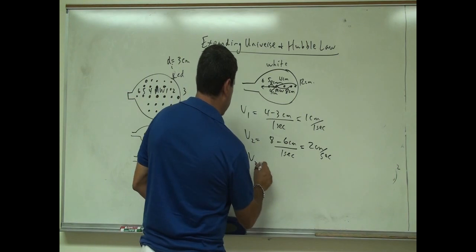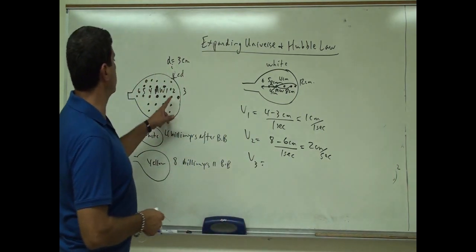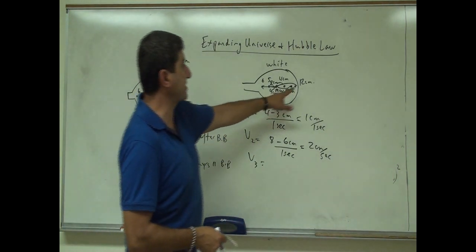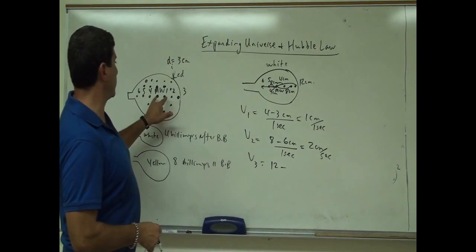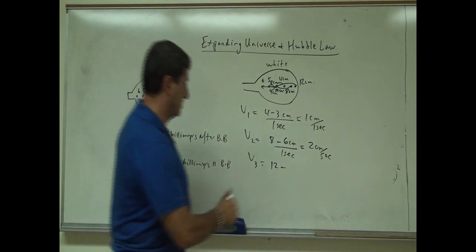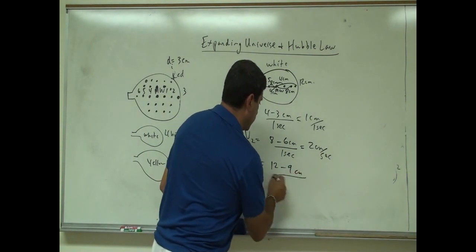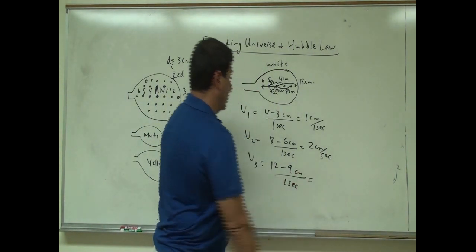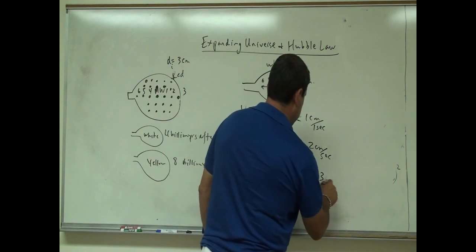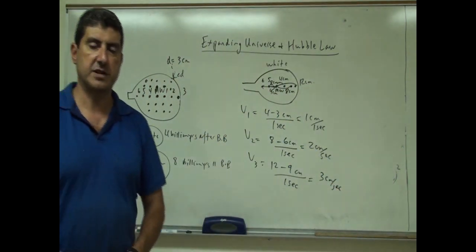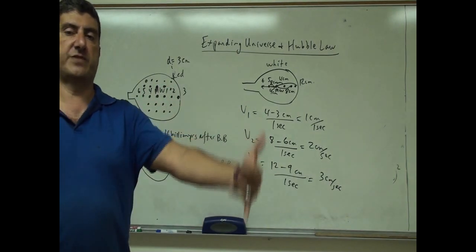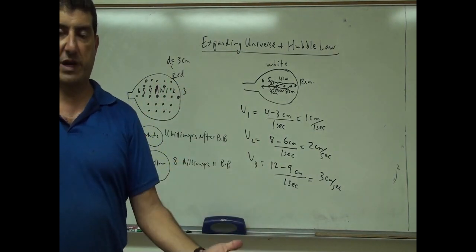Okay, how about galaxy number three? Galaxy number three is now 12 centimeters. And its original distance was what? 3, 6, 9 centimeters. And this is 1 second. So now this is going to be 3 centimeters per second. So what do we notice here? A pattern. The farther away a galaxy is from you, the faster it is moving away from you.